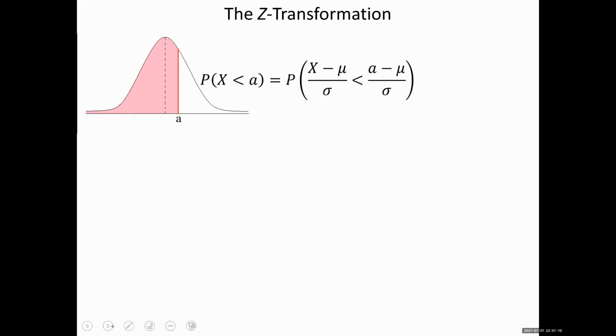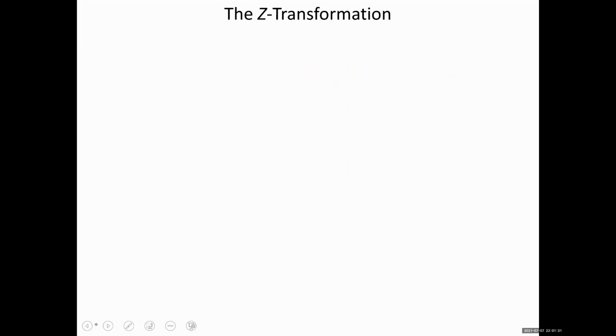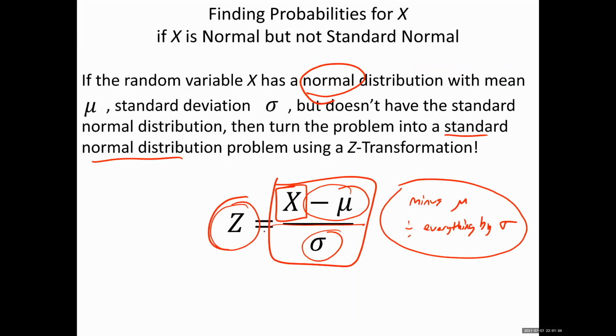Once you've done that, the part that originally had the random variable X, that whole mess, will turn into Z. This whole mess is just Z. So now it becomes probability Z less than A minus mu over sigma. That mess turns into Z because that's the formula from the previous slide. If you have X minus mu over sigma, you just change that whole mess to Z.